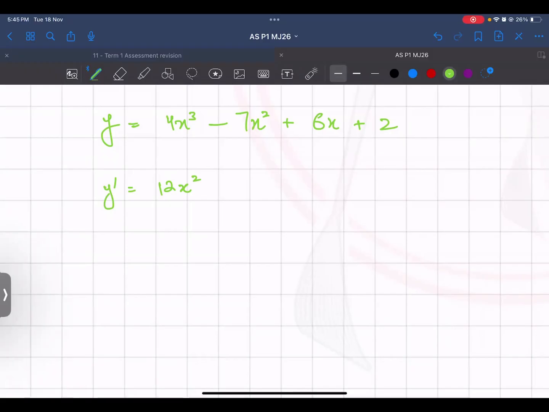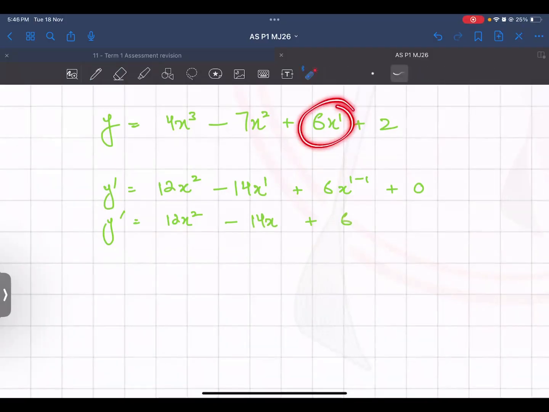Then the 2 will come down and multiply with minus 7. So 2 times minus 7 is minus 14, and the x power will be reduced by 1, which is 2 minus 1 is 1. Plus, the power of x right now is 1, and if you differentiate, the 1 would come down and multiply with 6, so it will remain 6. And the x power would become 1 minus 1, which is 0. And plus 2, 2 is a constant, so the derivative of 2 is 0. If you simplify this further, you are left with 12x square minus 14x plus 6. This is it.